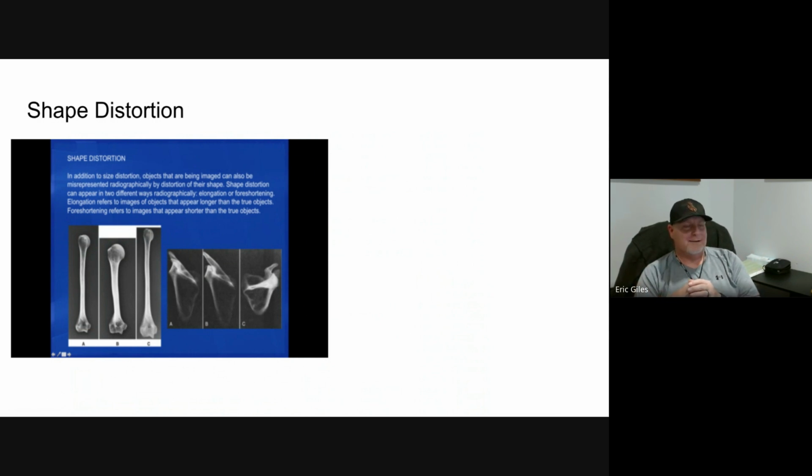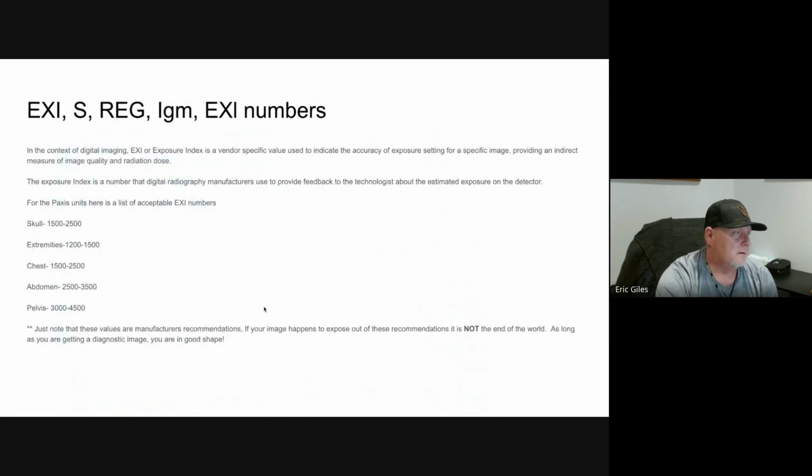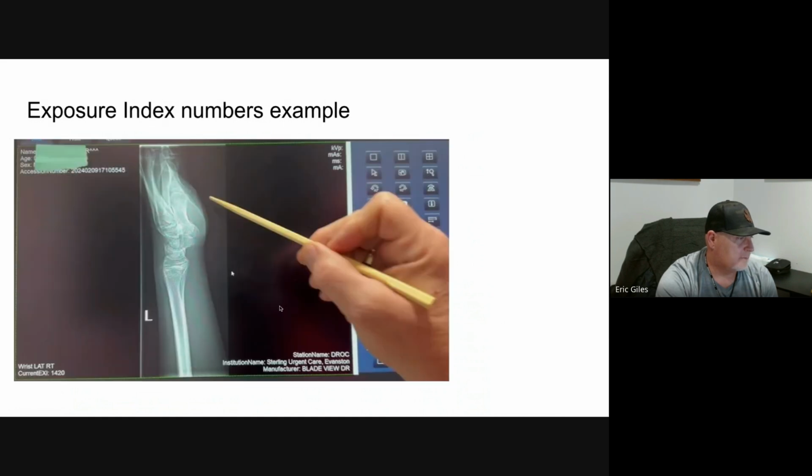We don't do those here, so you don't have to worry about that. But yeah, I just want you guys to know what shape distortion is, how a bone can look different when your tube's angled differently or your patient's angled differently. That's when the shape distortion starts, okay?